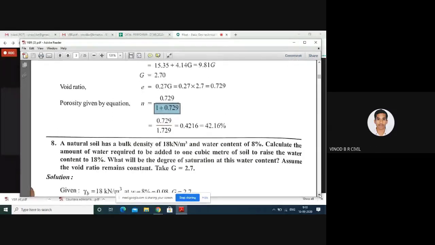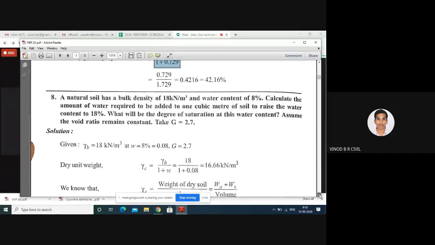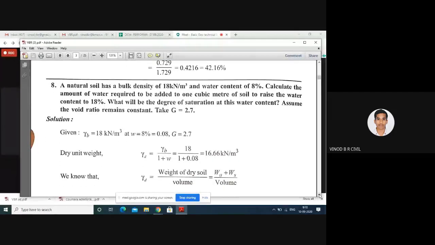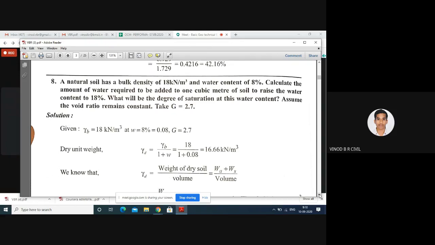Next problem, please take down. A natural soil has a bulk density of 18 kilonewton per meter cube and water content of 8%. Calculate the amount of water required to be added to 1 cubic meter of soil to raise the water content to 18%. What will be the degree of saturation at this water content? Assume the void ratio remains constant. Take G, the specific gravity, as 2.7.